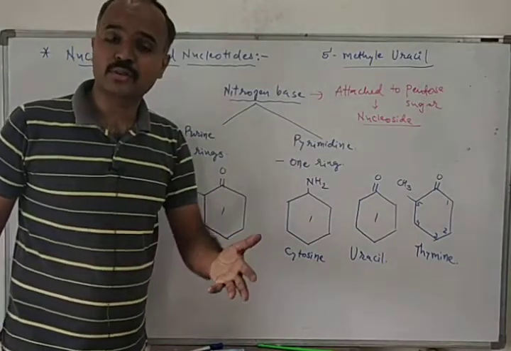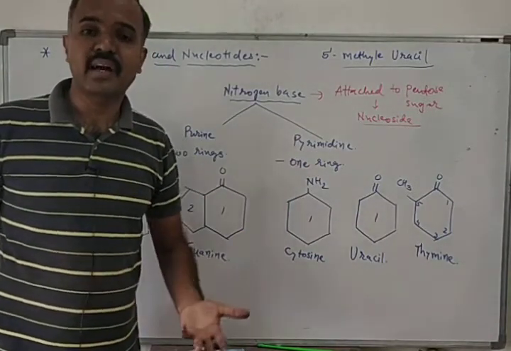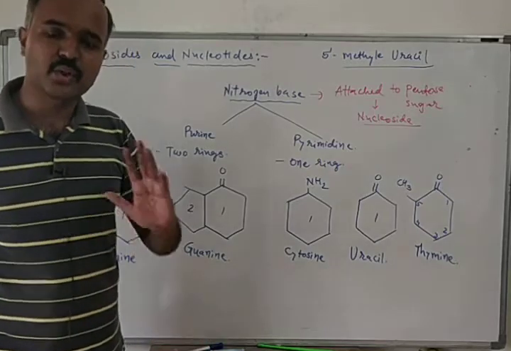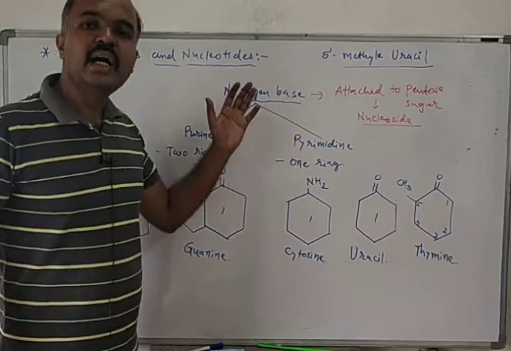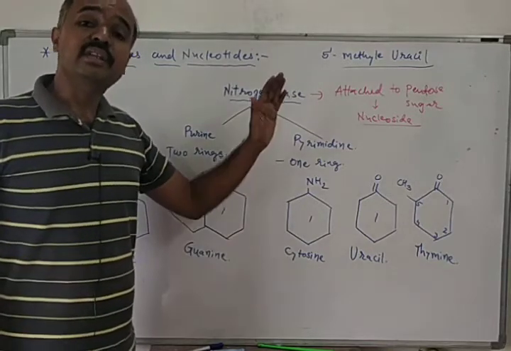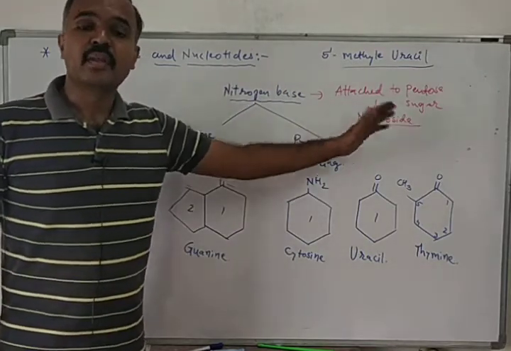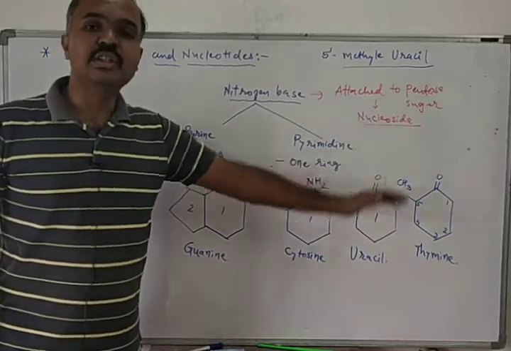Now what is pentose sugar? A sugar which has 5 carbons is known as pentose sugar. So when a nitrogen base is attached to a pentose sugar, the resultant structure is known as a nucleoside.